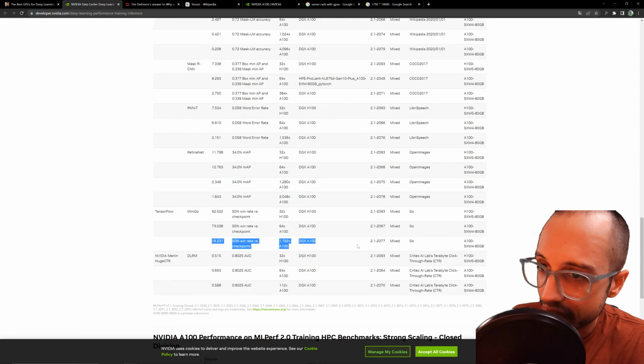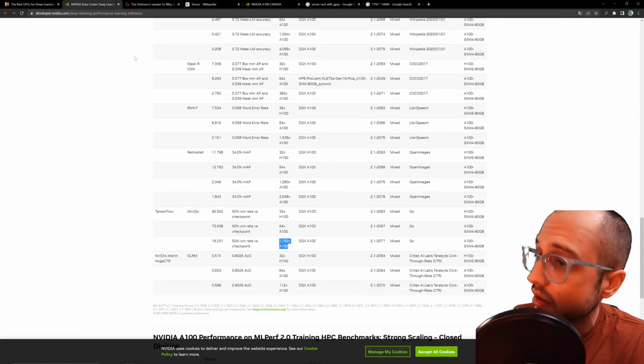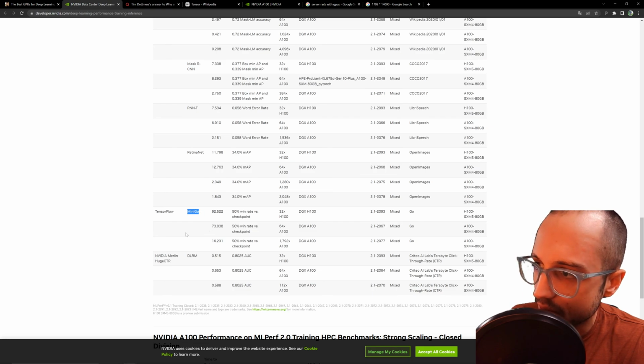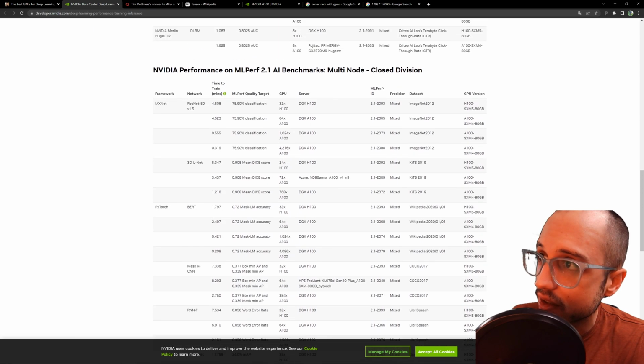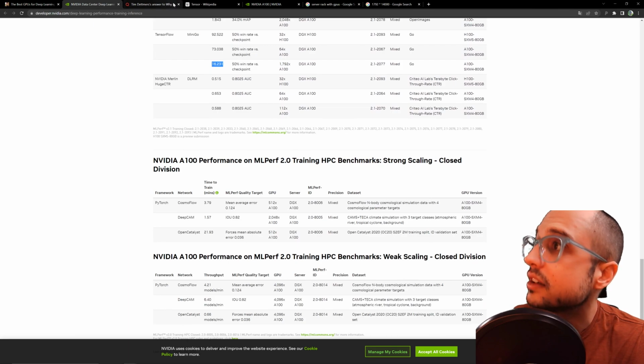So this computer here is $21,000 or $25 million. Holy shit. So there you go. For $25 million, you can train a mini Go reinforcement learning algorithm implemented in TensorFlow in 16 minutes. There you go. That's fucking crazy.